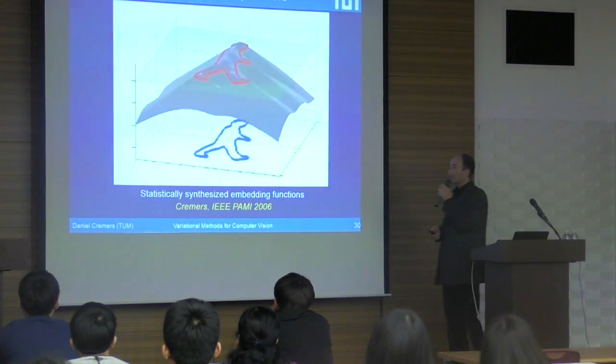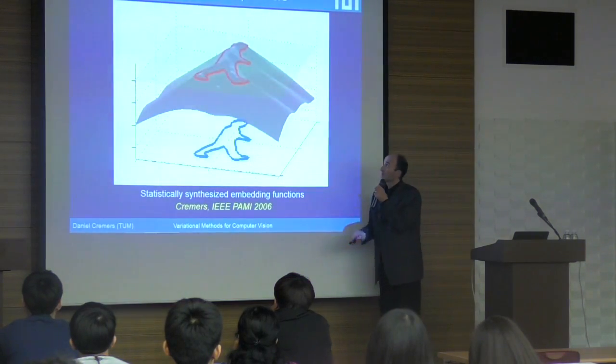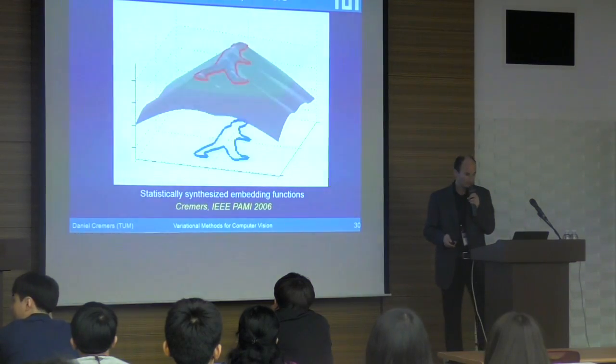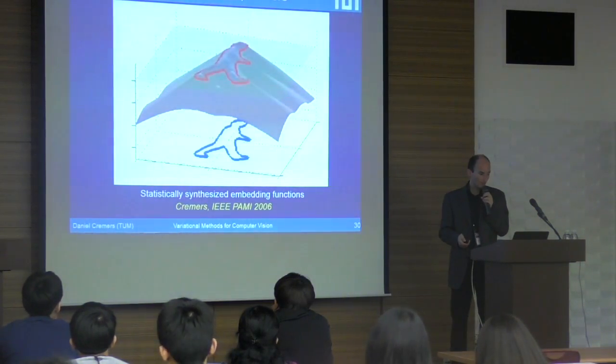So this is a dynamical model of shape that is based on an implicit representation, to my knowledge, the first implicit dynamical shape model.